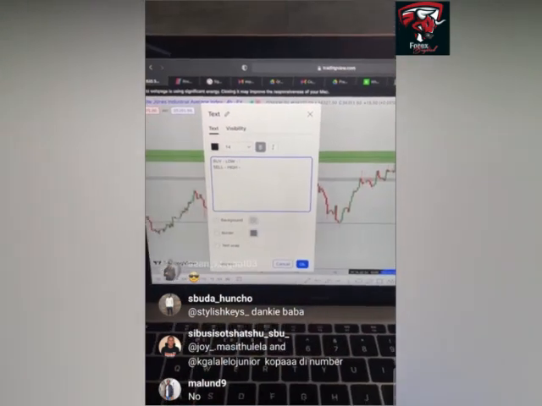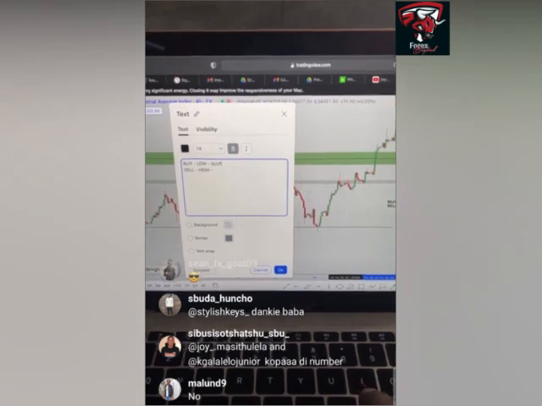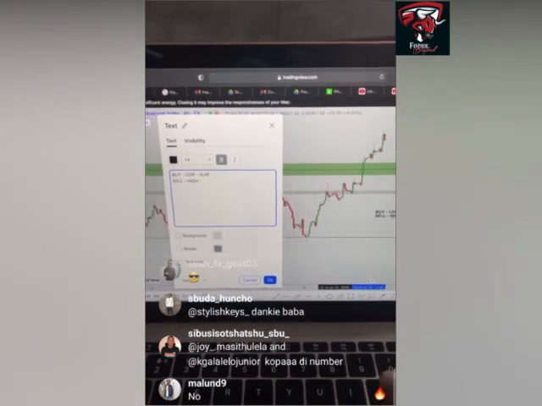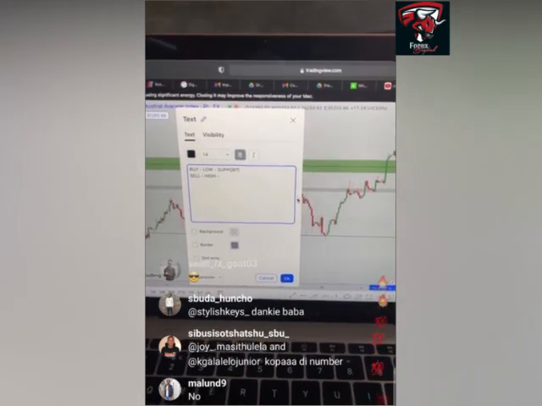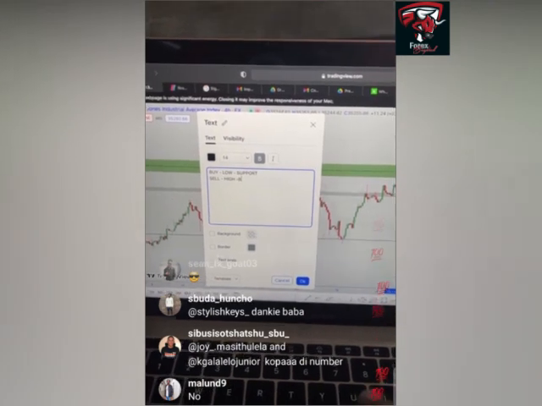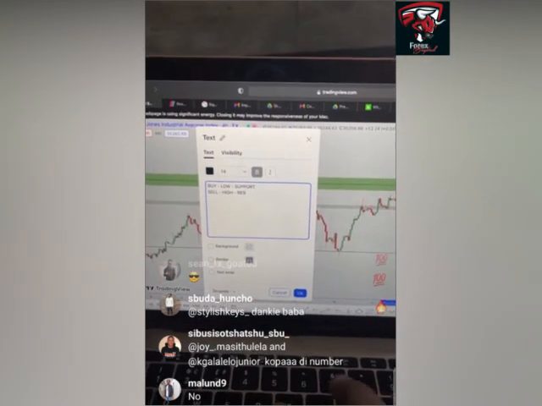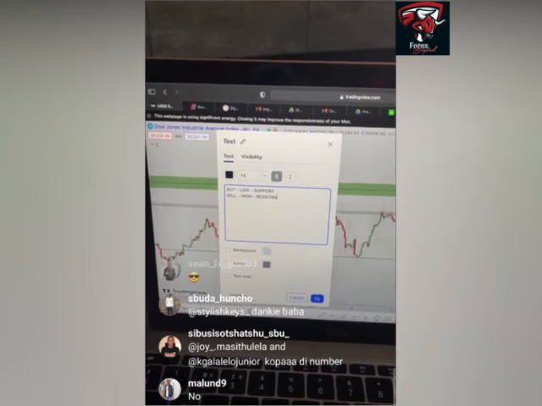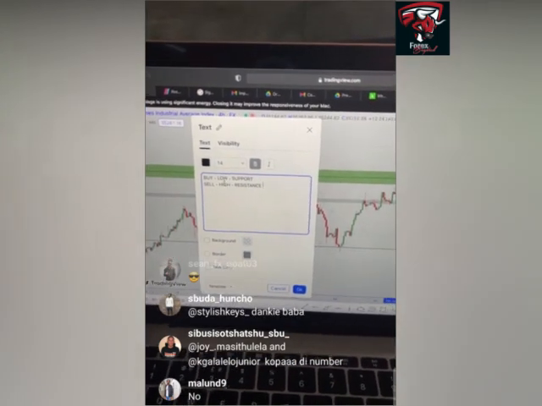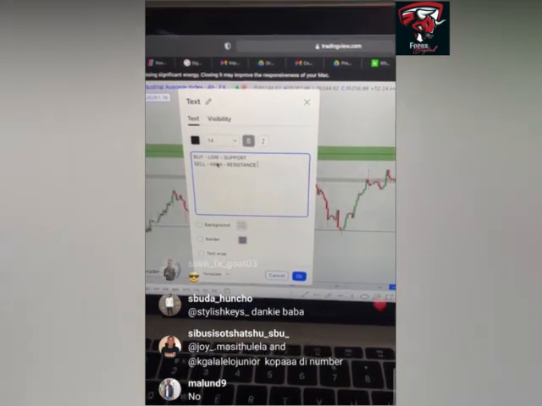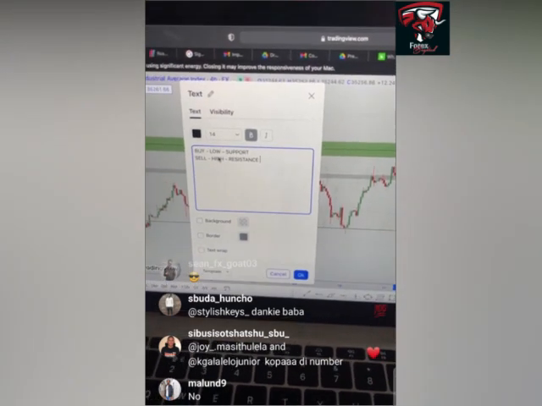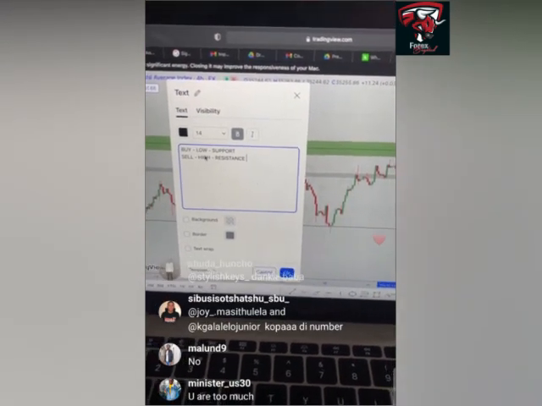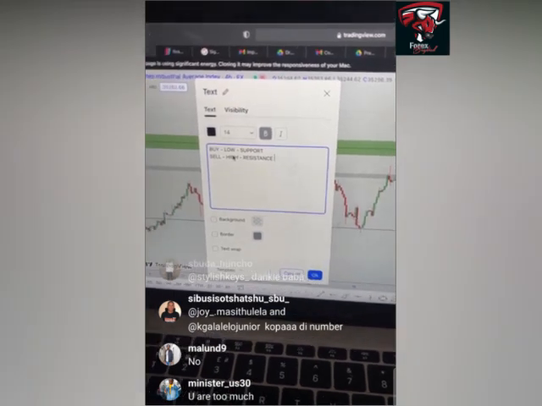Now, the same word low is the same word support. This is something that you need to understand, guys. So the same word low is the same word as support. And the same word high is the same word resistance. So when we're saying you want to be buying low, we're practically or indirectly telling you that you want to be buying at support, okay? That's what we're indirectly telling you.